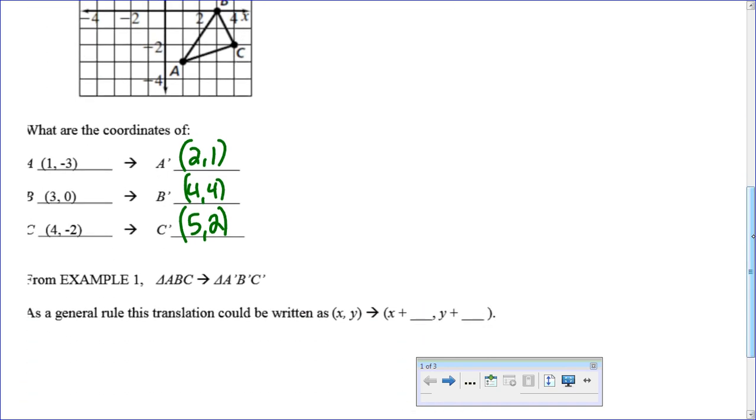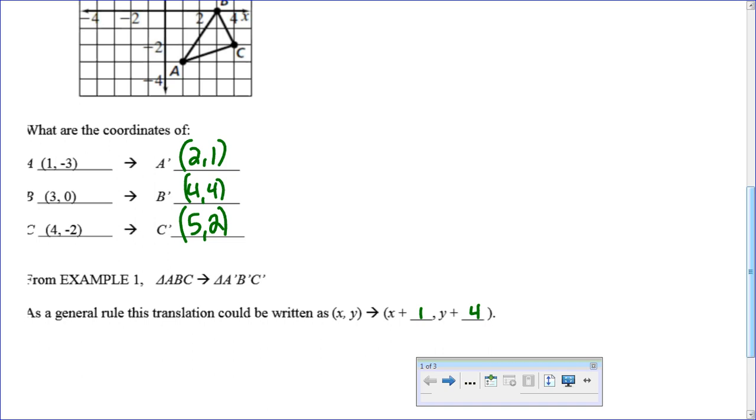So if we were to write a rule for this, as a general rule, a translation could be written as (x, y). So we move a coordinate to the right, right? X goes right and left, right? So plus is to the right, minus is to the left. We moved it plus 1 to the right, and then how many up do we go? 4. 4 up. So all the Y points went plus 4, all the X points went plus 1. If it was left and down, it would be a minus here. Pretty easy? Yeah, not too bad.